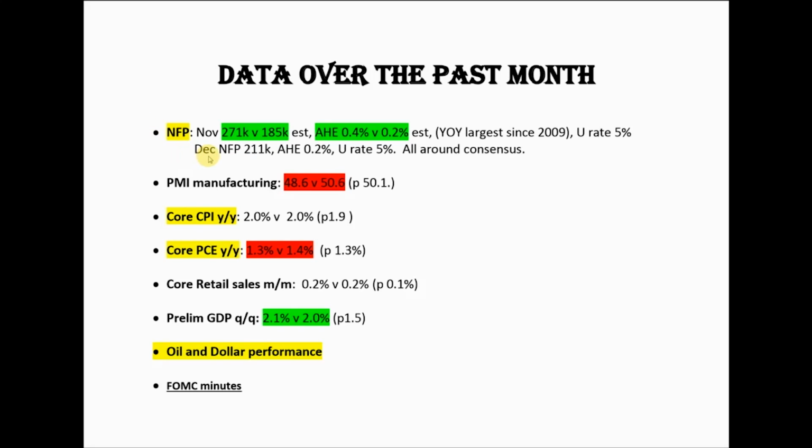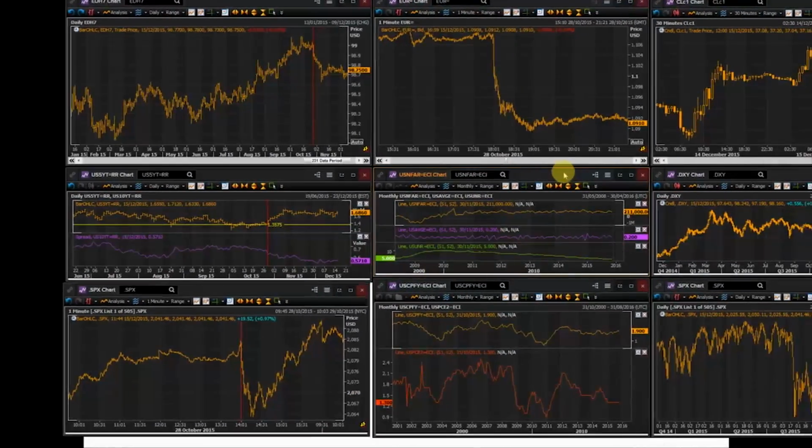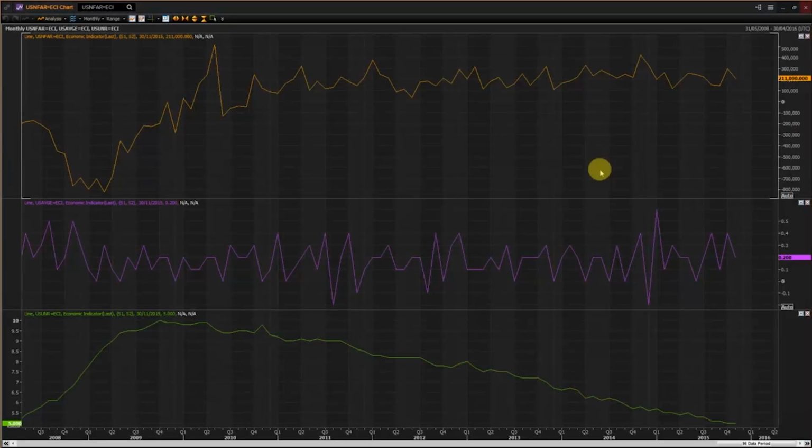Then in December, we got more solid numbers, not quite as good as the previous month, but solid nevertheless. Payrolls coming at 211,000, average hourly earnings 0.2%, and the unemployment rate at 5%. So these were all around consensus. And if I just show a chart of what these have been doing, at the top is non-farm payrolls, and you see we've generally been around the 200k mark for quite some time now.